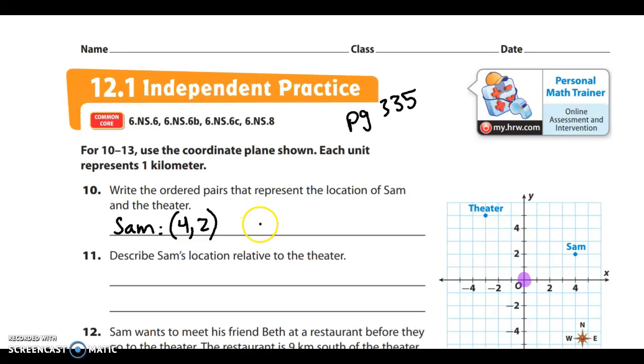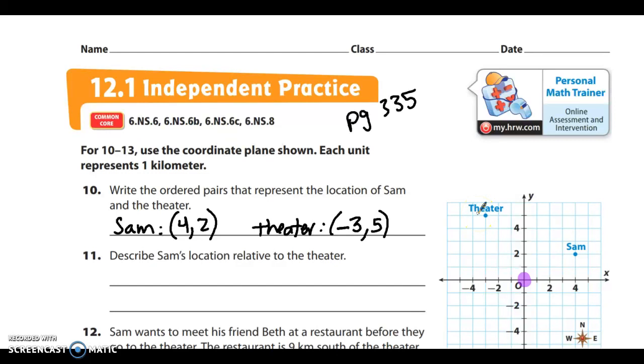And then we're supposed to do the theater as well. The theater is to the left, so I'm going to go 1, 2, 3 spaces to the left. That means -3. And then it's up 1, 2, 3, 4, 5. You can go over here and see that it would be on the 5. The reason why the first one's negative is because we moved to the left, and the second one's positive is because we moved up.